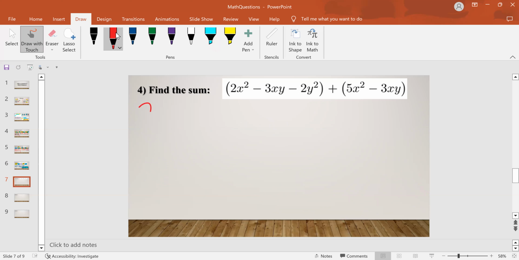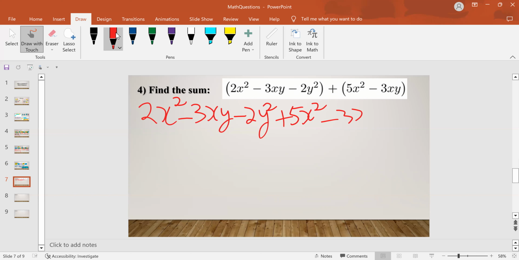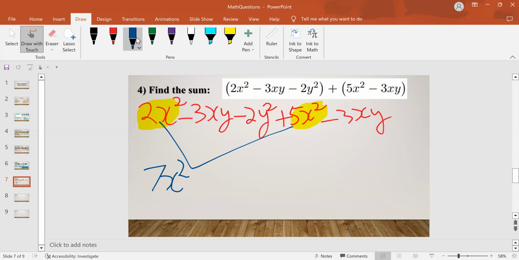So we have 2x to the second power minus 3xy minus 2y to the second power plus 5x squared minus 3xy. After we remove the parentheses, we'll combine like terms. So we have a 2x squared and the 5x squared are like terms. So we combine these two, that gives you 7x squared.